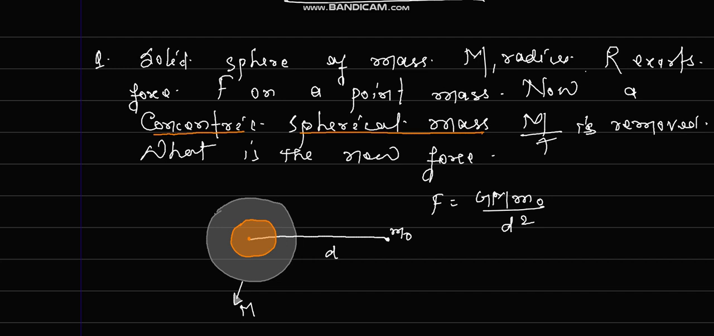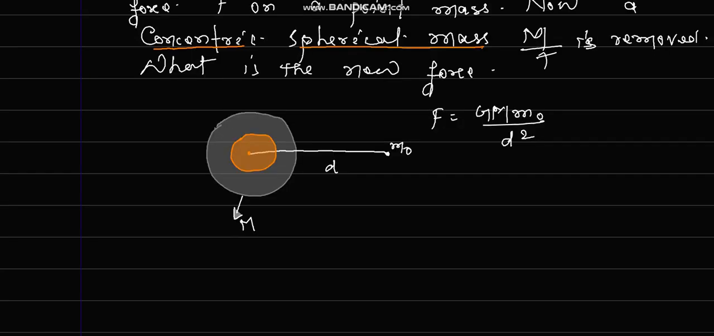Now the new mass of the whole structure, m prime, is m minus m by 7. This will be 6m by 7. This is the mass.